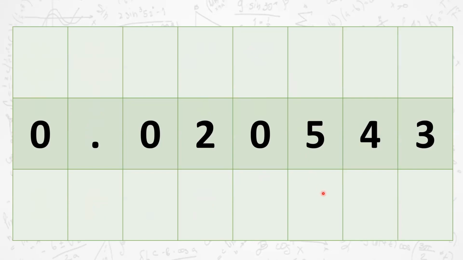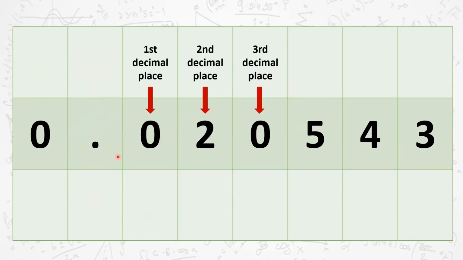Let's look at another number. Now we have 0.020543. So for decimal places, I need to start from the right of my decimal point. So first decimal place is 0, second decimal place is 2, third decimal place is 0.